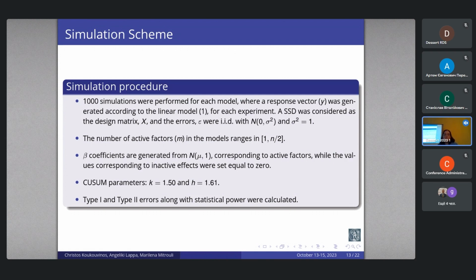The CUSUM parameters were set according to Montgomery: K equals 1.5 and H equals 1.61. During this procedure, we calculated type 1 and type 2 errors, as well as statistical power.